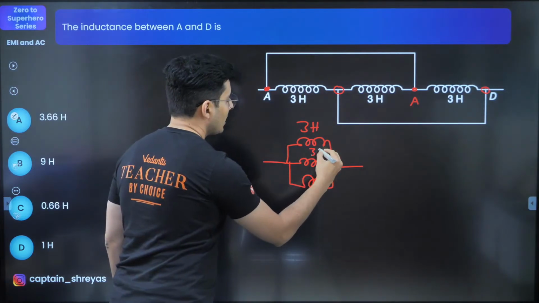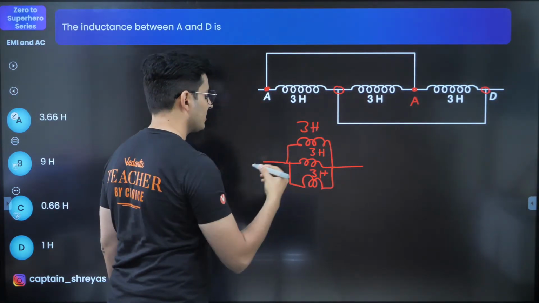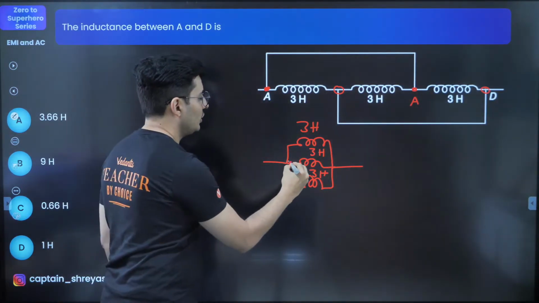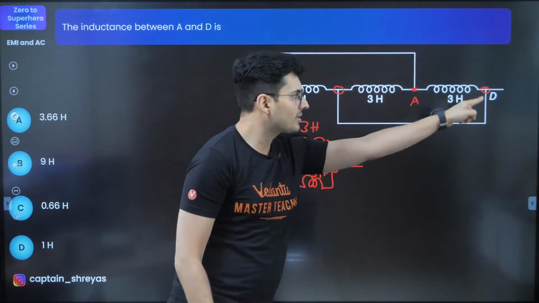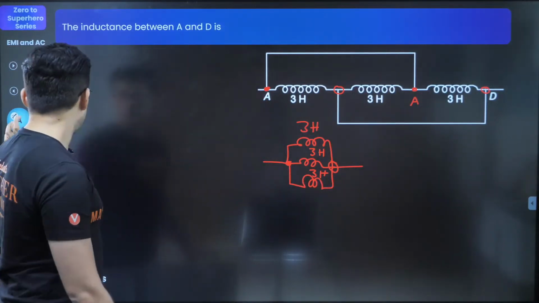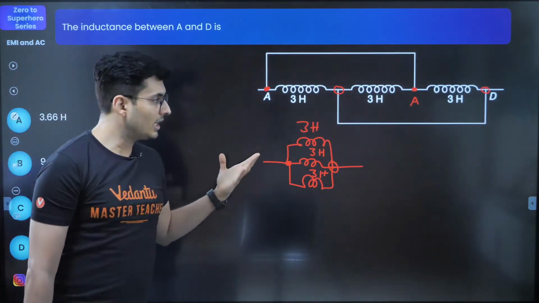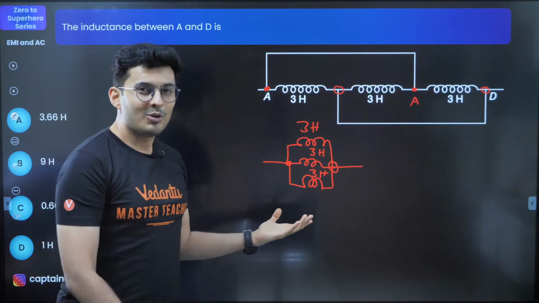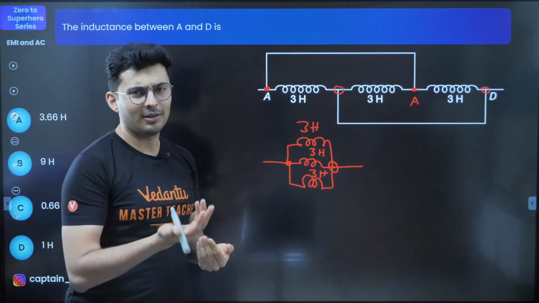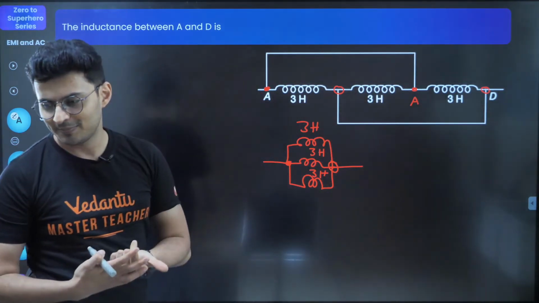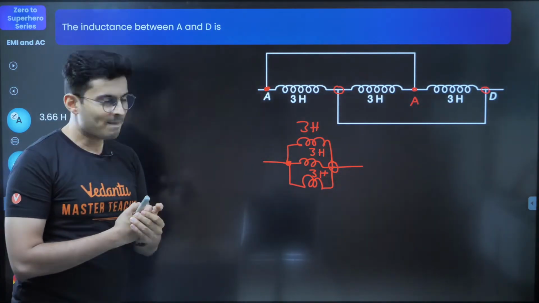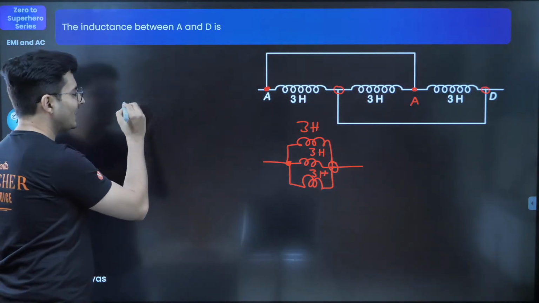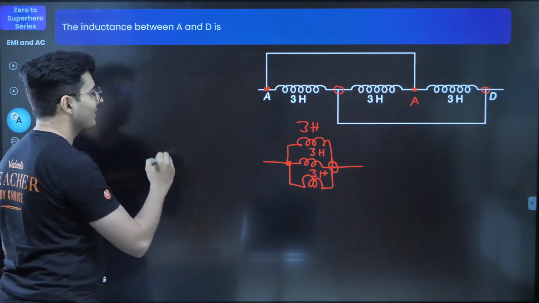3H, 3H, 3H. That's it. One is a dot, other is a circle. Dot, circle, dot, circle, dot, circle. They are parallel. Now the only problem is, in the case of inductors, do you add them or do you take reciprocals and add them? Think about it. Well, the formula is exactly similar to resistors.